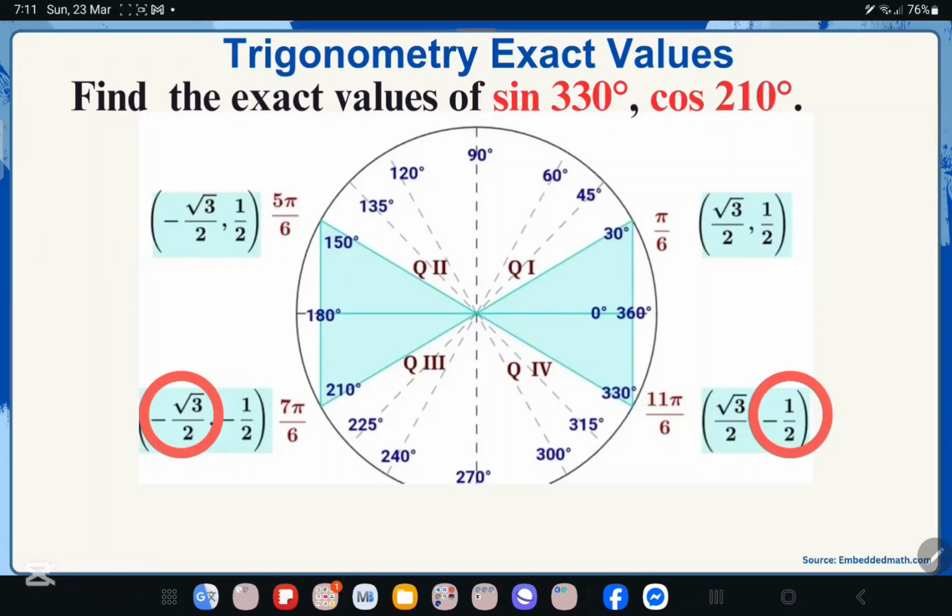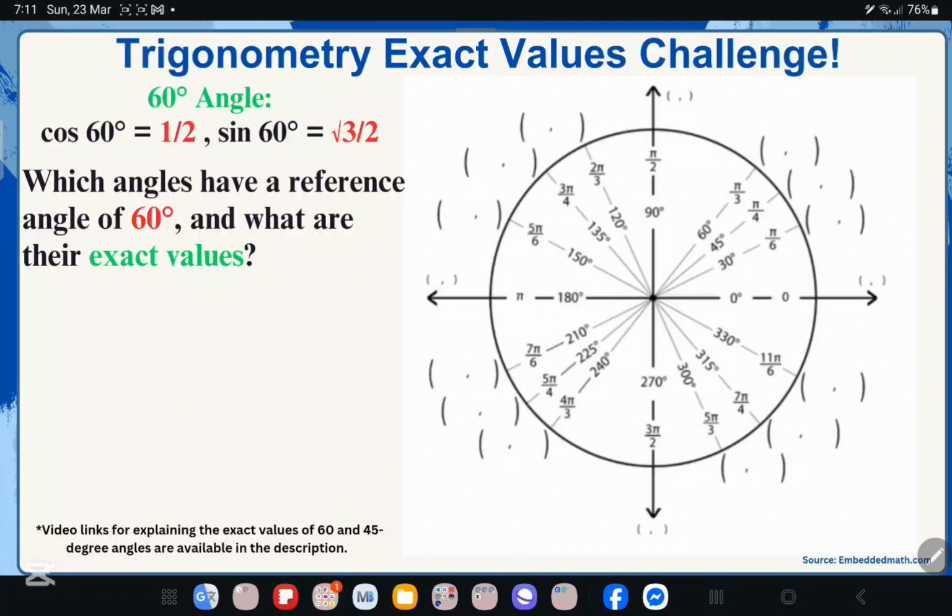Okay, let's see if your answers are correct. There you go. Sine 330 is equal to negative 1 over 2. Cosine 210 degrees is negative root 3 over 2. Now, as a challenge, you have there the exact values for 60 degrees. Cosine 60 degrees is 1 over 2. Sine of 60 degrees is root 3 over 2.